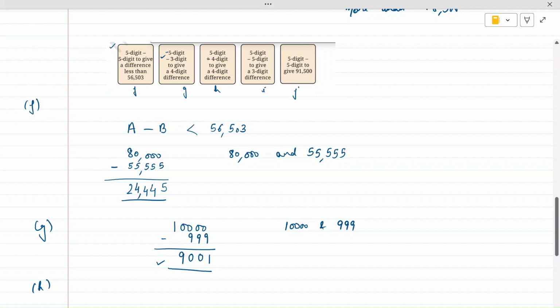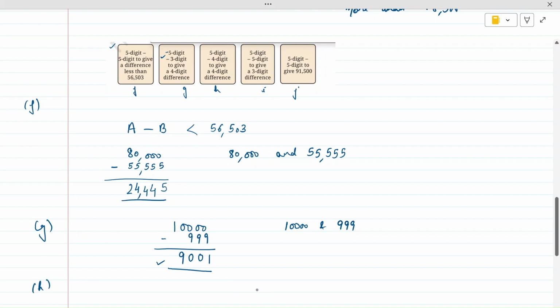Okay, H says 5 digit number. We have to subtract a 4 digit number from a 5 digit number in a way that we get a difference of 4 digit number. I think this is very easy, kids. See, in the last question, we subtracted a 3 digit number to get a 4 digit difference. And in this question, we need to subtract a 4 digit number from a 5 digit number to get a 4 digit number again.